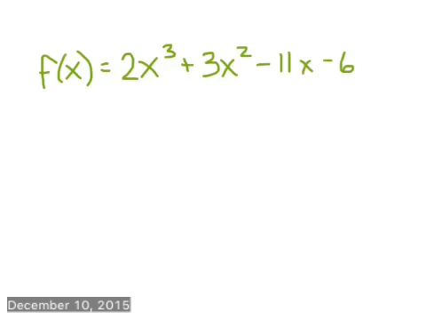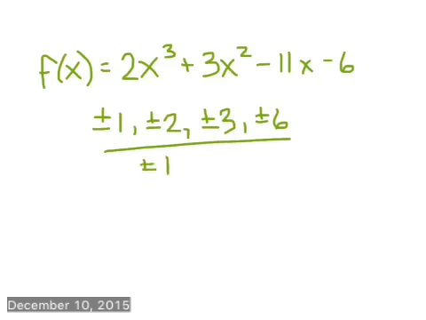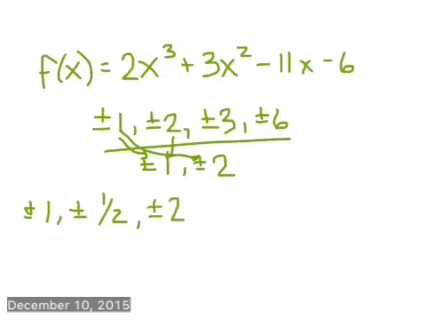So I have f of x equals 2x cubed plus 3x squared minus 11x minus 6. What times what gives me 6 is 1, 2, 3, and 6. On the bottom, I'd have plus or minus 1 and plus or minus 2, because 2 is the lead coefficient. Then I take every single one of these. So I have plus or minus 1, plus or minus 1/2, because I'm taking 1 divided by 2. Then the next ones: 2 divided by 1 is 2. 2 divided by 2 is 1, which I already have listed, so I don't need to write it again.